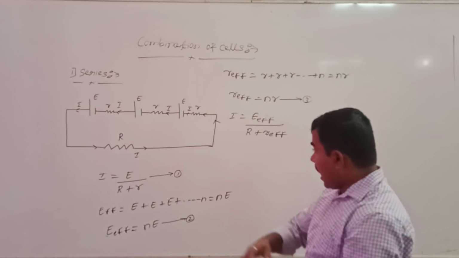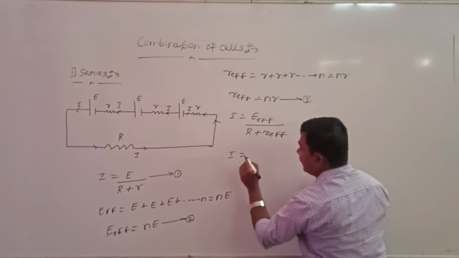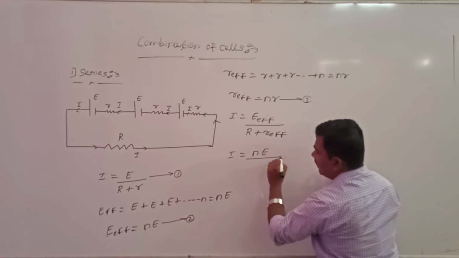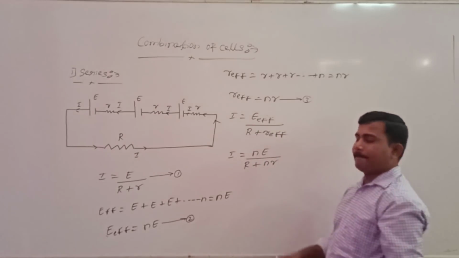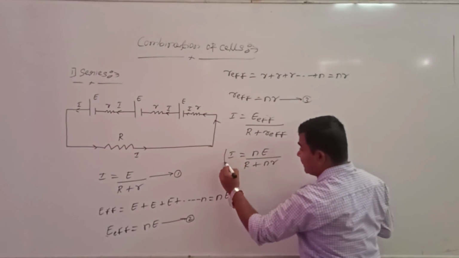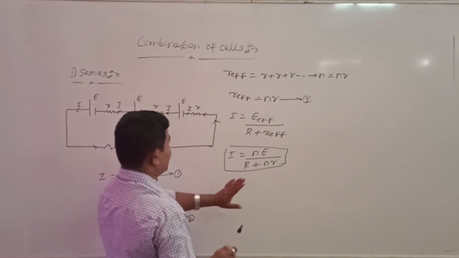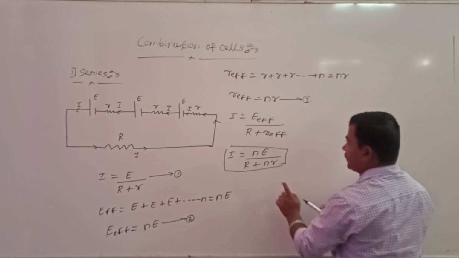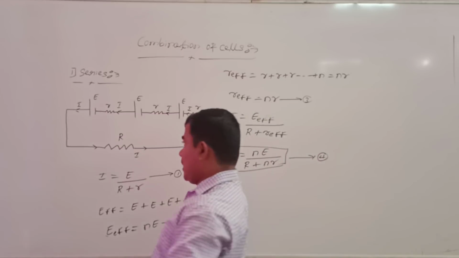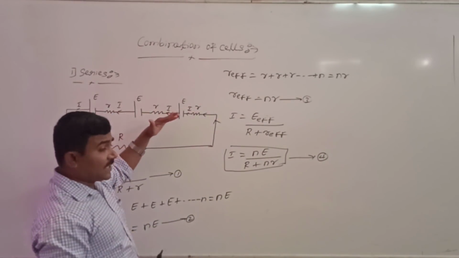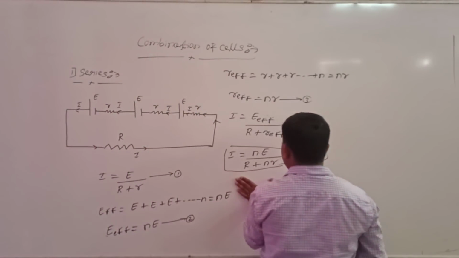Again you can take I equal to E effective. What is E effective? That is n into capital E, divided by capital R plus R effective. What is R effective? It is n into small r. If a number of cells are connected in series combination, the resultant current due to this combination can be represented by this equation, equation number 2. If 2 cells, 3 cells, or 4 cells are connected, the resultant current can be obtained by this equation.